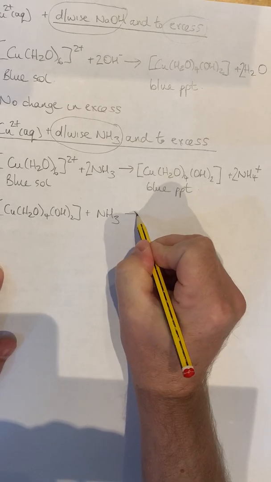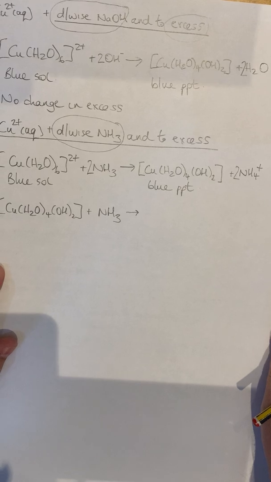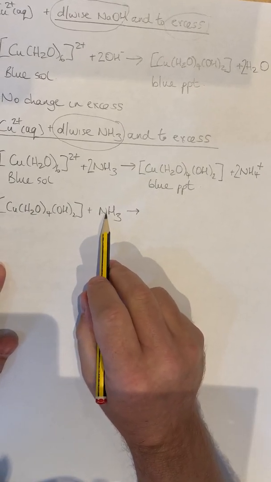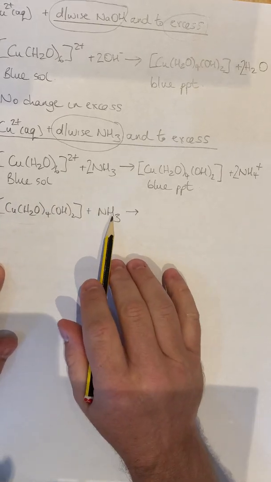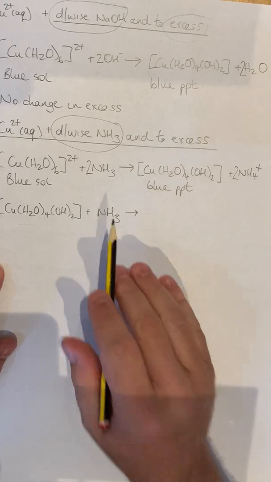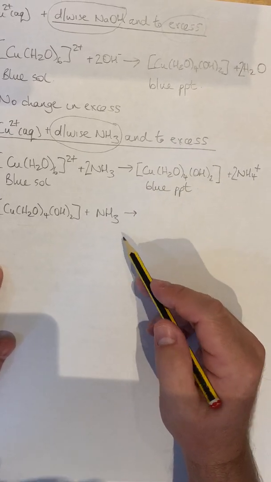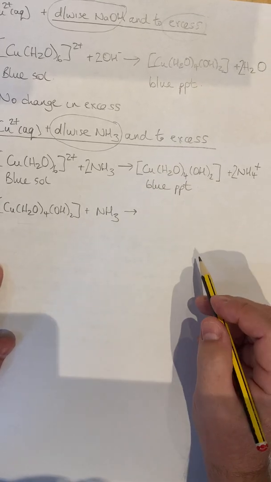Now this is our only example of a substitution reaction. Ammonia will not extract any more H+ from that complex. Copper won't release them. Also, ammonia isn't a strong enough base to pull away any more H+, any more protons. But what it will do is start to kick out some of the ligands there.